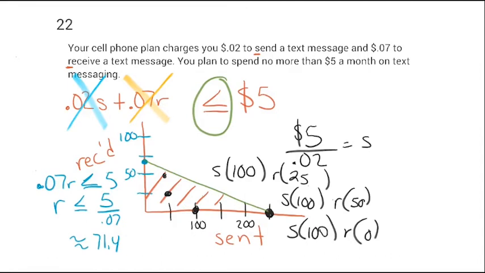Okay, I'm going to continue with 23. I did not have time to copy the text, but I'm going to read it. You are making 24 pounds of your own potting soil mix, which consists of some peat moss and sand. So I'm going to say P is equal to peat moss. S is equal to sand. That's what I'm going to use for my variables here.